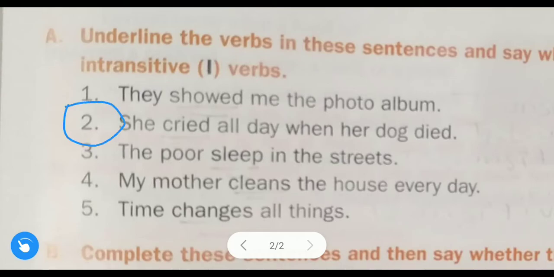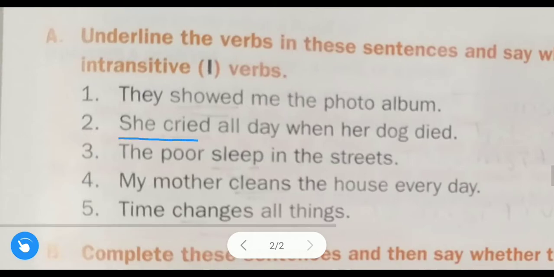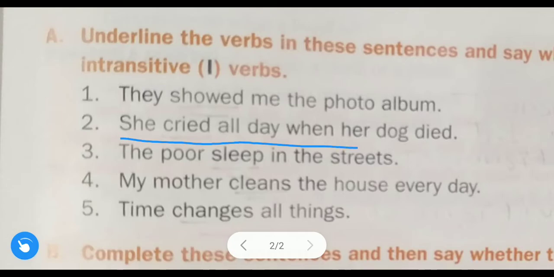Now let us discuss the second example. What is the second example? She cried all day when her dog died. Now let us see what the subject and verb are in this sentence. She is the subject, cried is the verb. So this is an action verb. This action is performed by the subject she. Now we have to identify whether the object receives the action of the verb or not, or what is the receiver of the action.